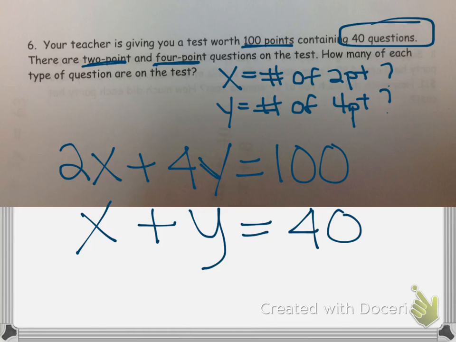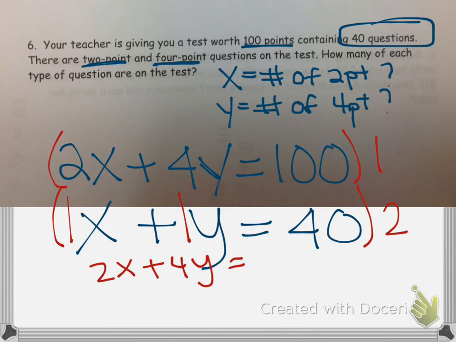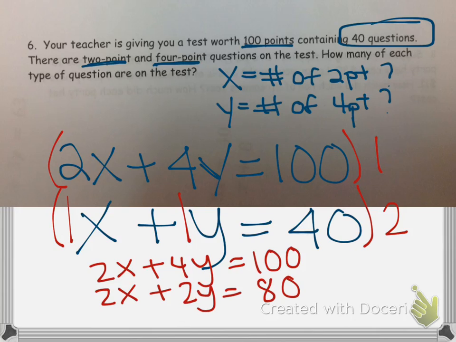So I've got a 1 here and a 1 here, so I've got 2 and 1, 4 and 1. I need them to be the same. I'm going to times the bottom by 2 because that seems to be the easiest thing to do, which would mean I'm timesing the top by 1, but that's not going to change it. So I've got 2x plus 4y equals 100, and I've got 2x plus 2y equals 80.